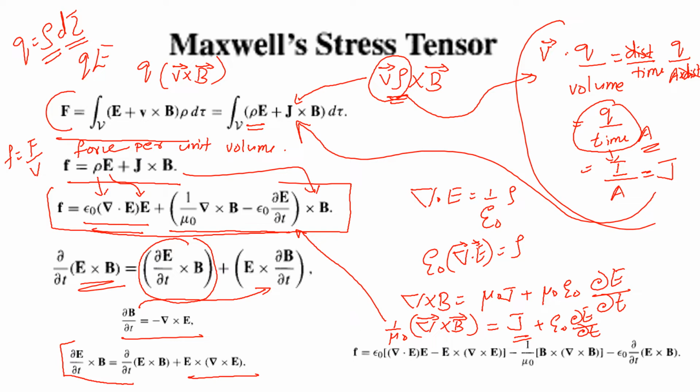Now plugging in this equation in the expression for force per unit volume, what we can write is force per unit volume is epsilon 0 del dot E times E minus E cross del cross E. This time it came here. Minus 1 by mu 0 B cross del cross B minus epsilon 0 dou by dou t of E cross B. I'll explain this.